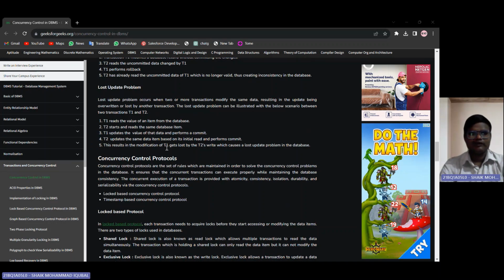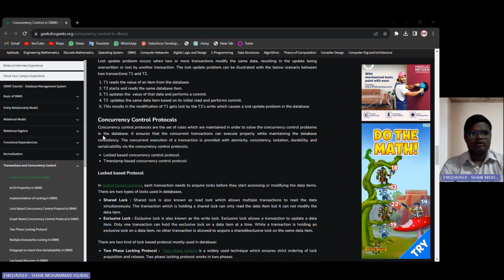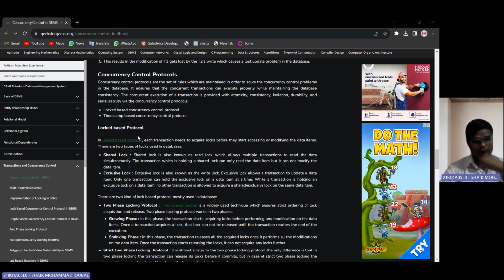The concurrent execution of a transaction is provided with atomicity, consistency, isolation, durability, and serializability via the concurrency control protocols. Lock-based concurrency protocol, timestamp-based concurrency protocol. So let us discuss lock-based protocol.